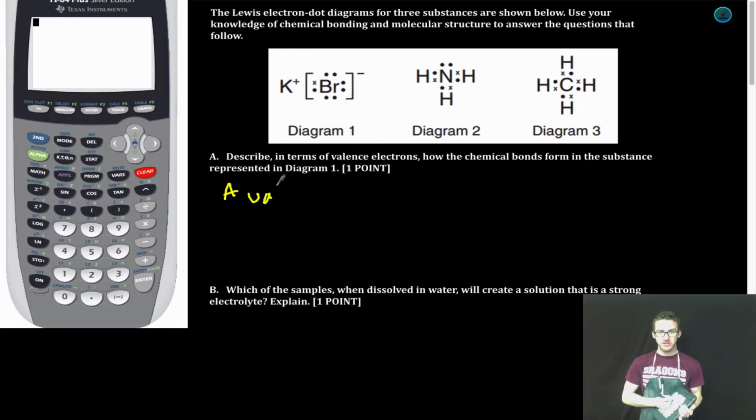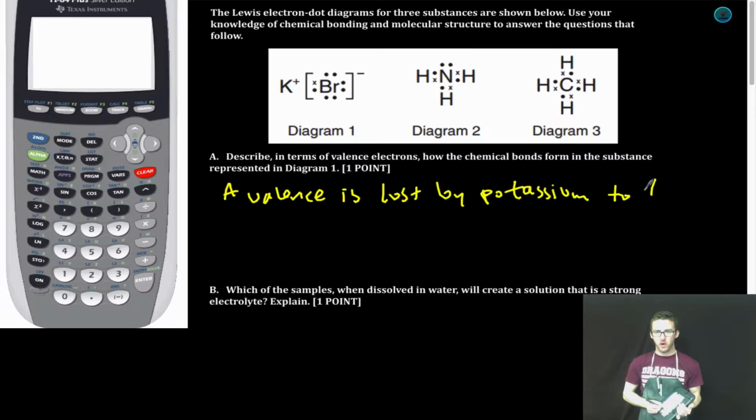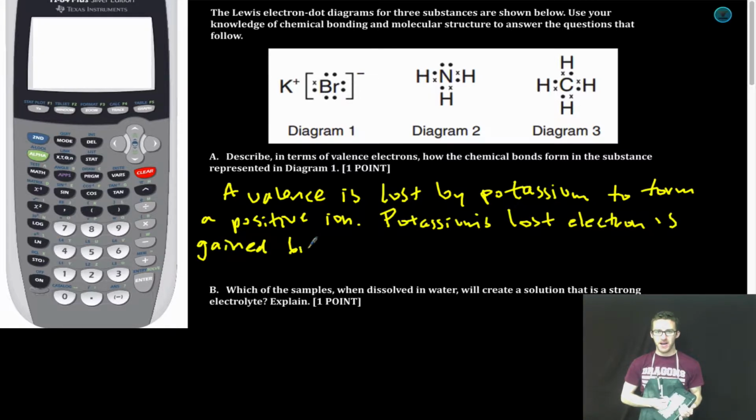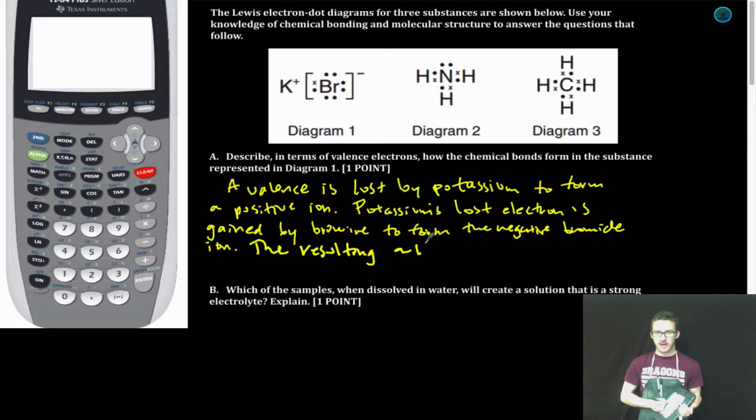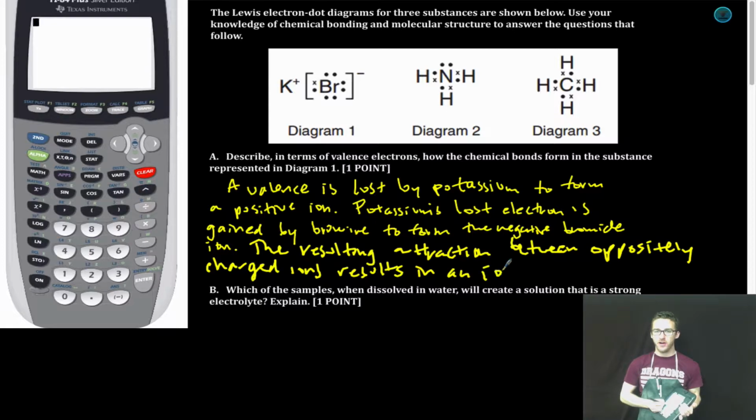A valence electron is lost by potassium to form a positive ion. Potassium's lost electron is gained by bromine to form the negative bromide ion. The resulting attraction between oppositely charged ions results in an ionic bond.